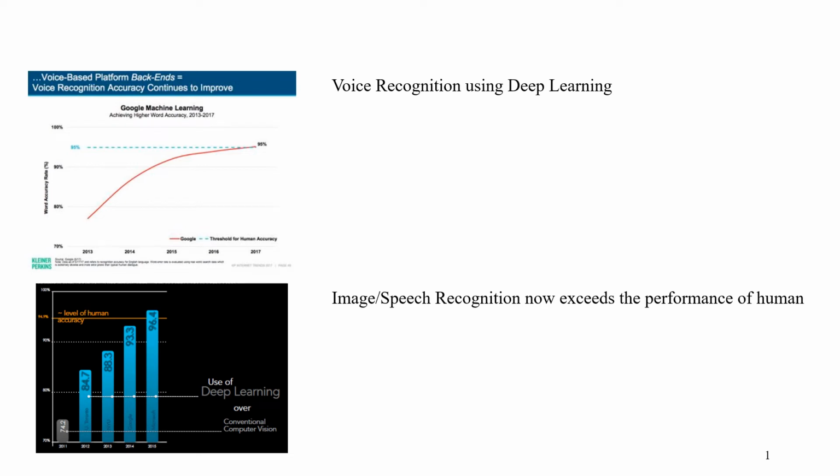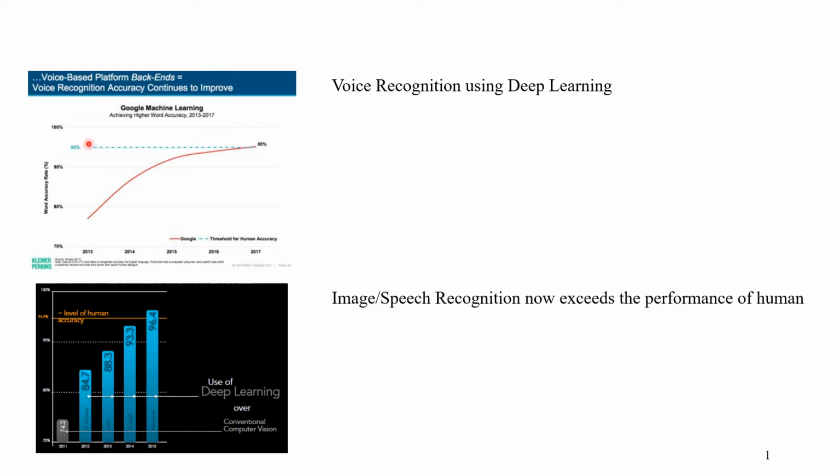As machine learning technology advances, these days we see some remarkable results from machine learning methods, especially in the area of image processing and speech recognition. We see some very nice results, which are shown here. So this shows the performance of machine learning, especially deep learning, in the area of voice recognition, speech recognition.